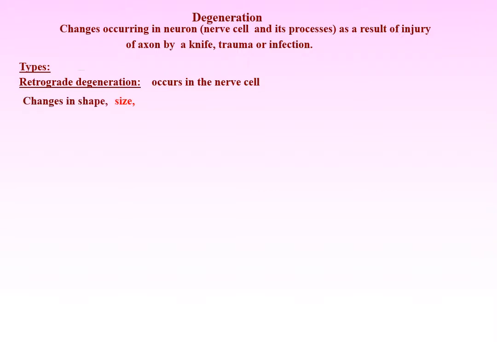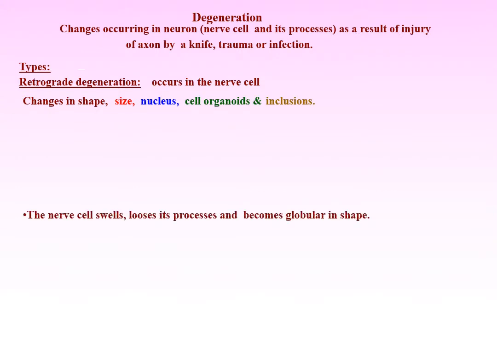Degeneration. These are the changes occurring in the neuron, which is the nerve cell and its processes, as a result of injury of the axon by a knife, trauma, or infections. Types. Retrograde degeneration. These are the changes which occur in the nerve cell as a result of partial injury or cutting of its axon. The changes are in the shape, size, nucleus, cell organoids, and cell inclusions.